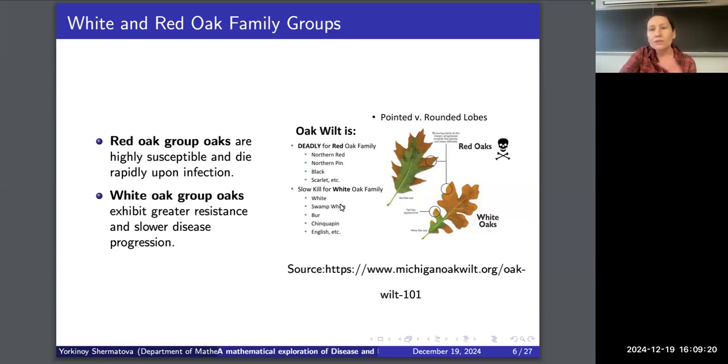For the white oaks, it turns out they have an interesting biological feature that can locally block the disease, so they can actually live for years without dying. Sometimes there were cases where they might have even recovered. There were some experiments. So this was my main interest: can we give some theoretical framework to explain this phenomenon?